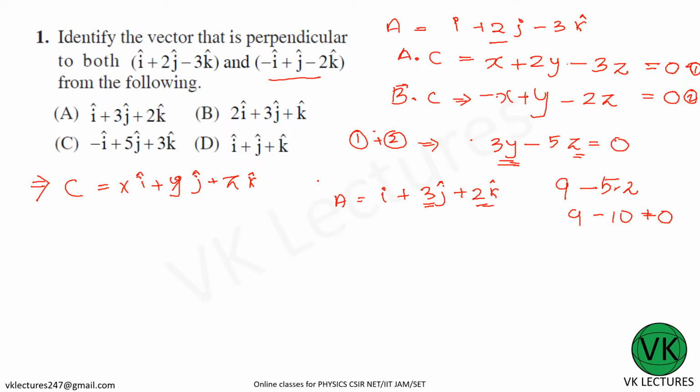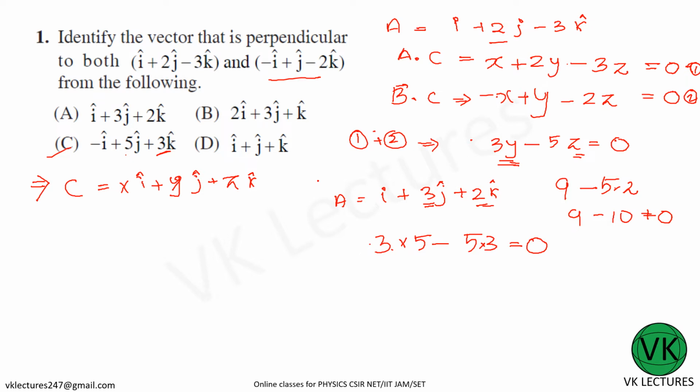Now we have already found this out. Now check option C. What you will get is 3 times, what is y? 5, right? 3 times 5 minus 5 times z. What is z here? 3. So 3 times 5 is 15, minus 15, which is equal to 0.